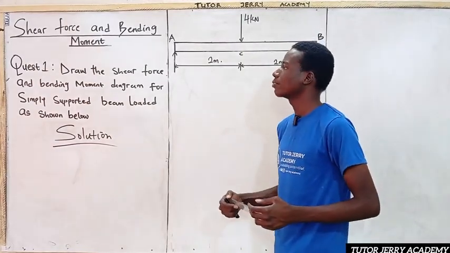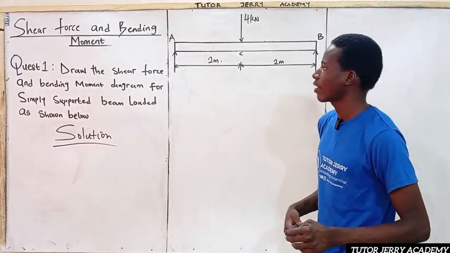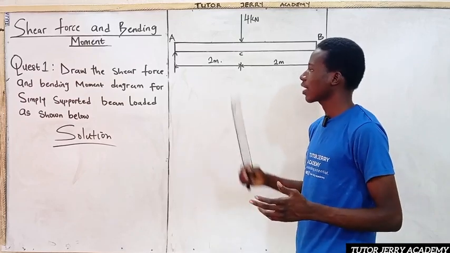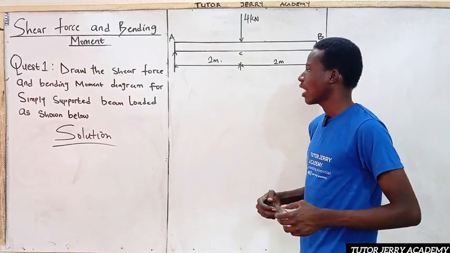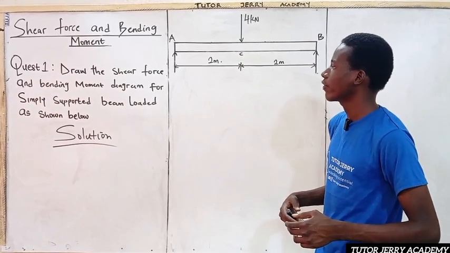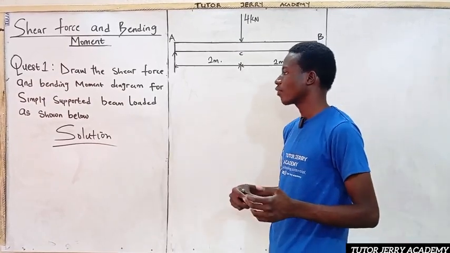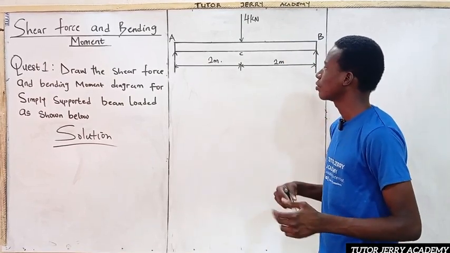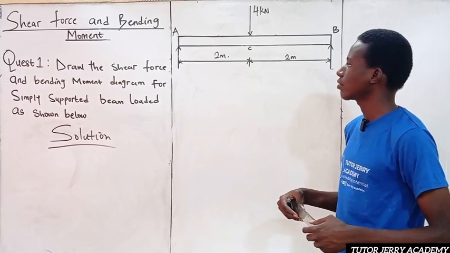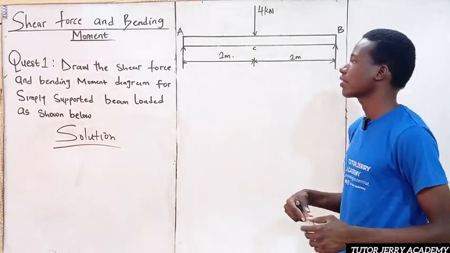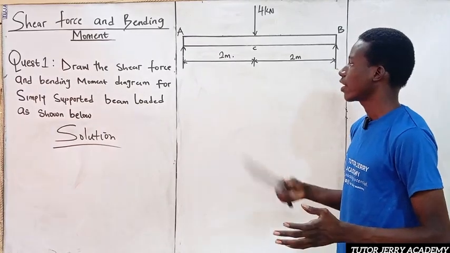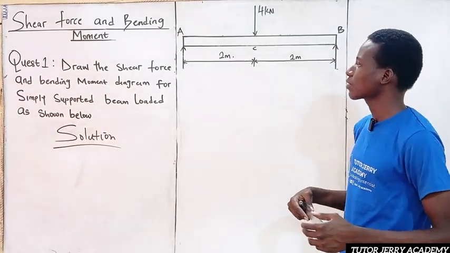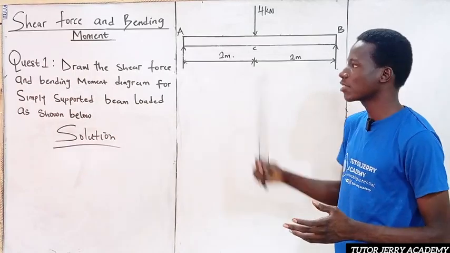Of course, we are going to be looking at the question above. Now, the question above says draw the shear force and bending moment diagram for a simply supported beam loaded as shown below. This question will be our first numerical on a simply supported beam that has a concentrated load at the midspan.